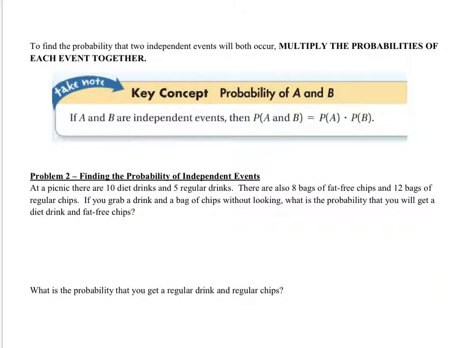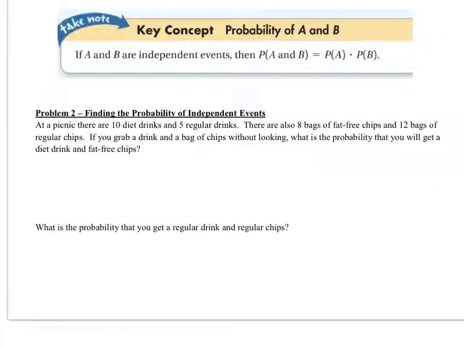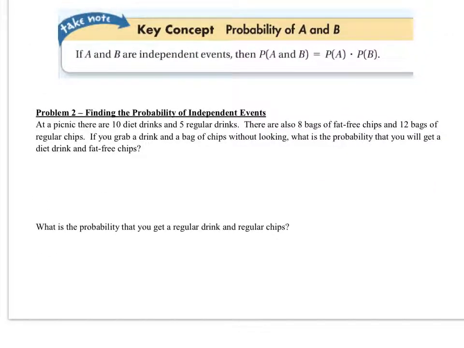Now to find probability with two independent events will both occur, multiply the two events together. So at a picnic, there are 10 diet drinks and 5 regular drinks. There are also 8 bags of fat-free chips and 12 bags of regular chips. If you grab a drink and a bag of chips without looking, what's the probability you will get a diet drink and fat-free chips? So first we have to try to figure out our totals.